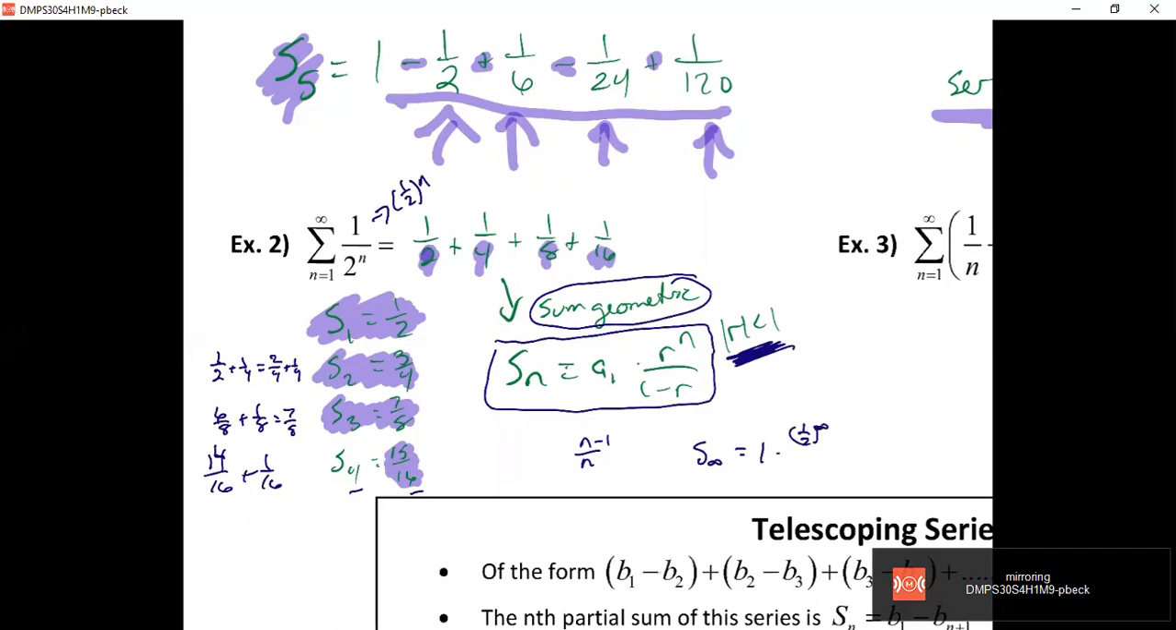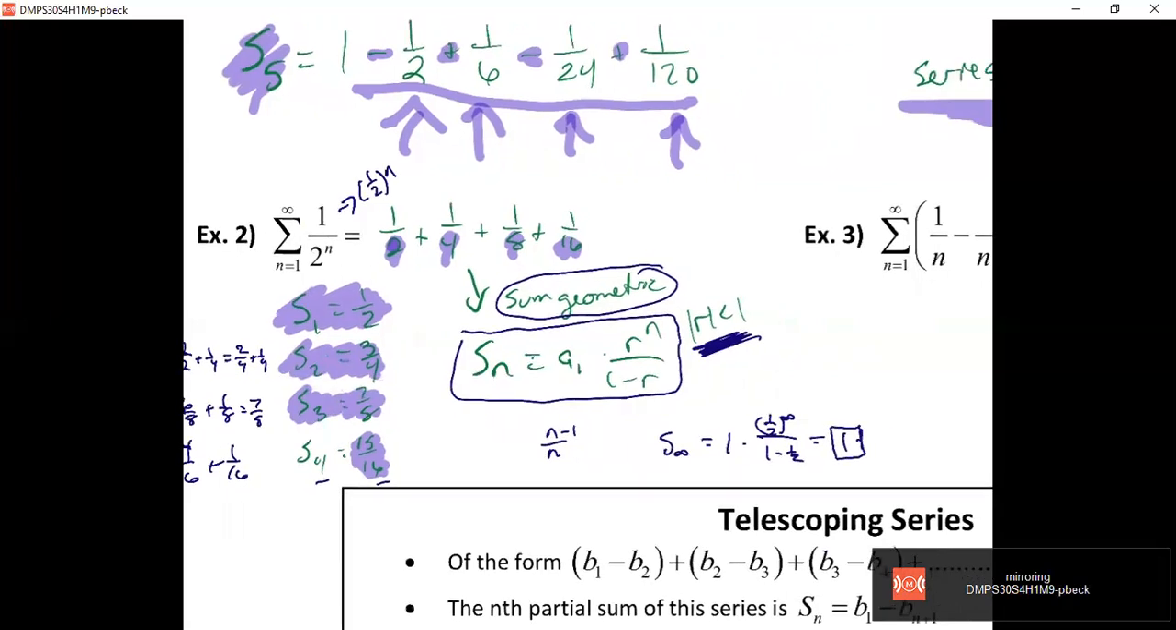So 1/2 to the infinity power over 1 minus 1/2 is going to be basically 1 times, I really should have done this one in advance. So it ends up being 1 times, well, let me just say 1. Awkward moment. Okay, let's work with it.